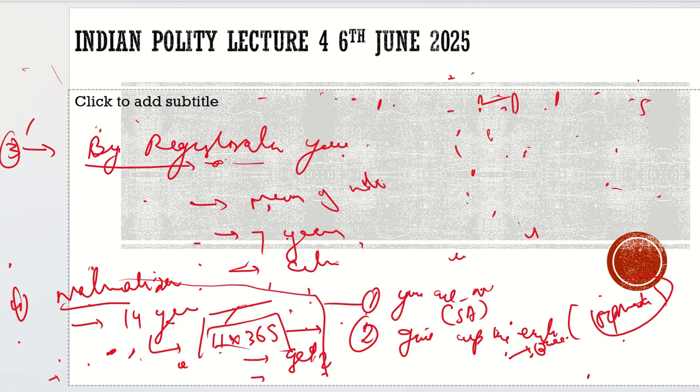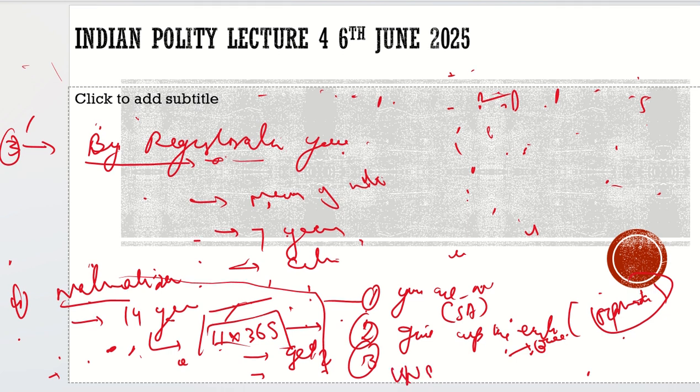What is the third condition? You should know one of the languages in the 8th Schedule. Out of 22 languages, know any one. If you follow all three conditions, then you can be a citizen of India. So these were the 4 ways in which you can be a citizen of India.